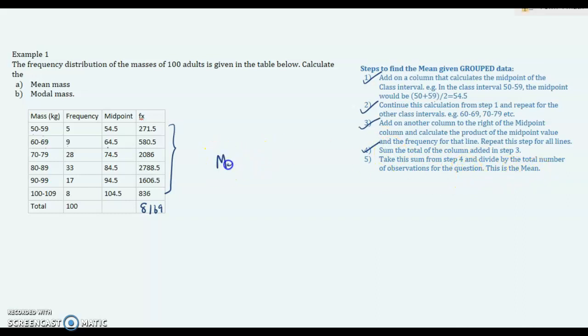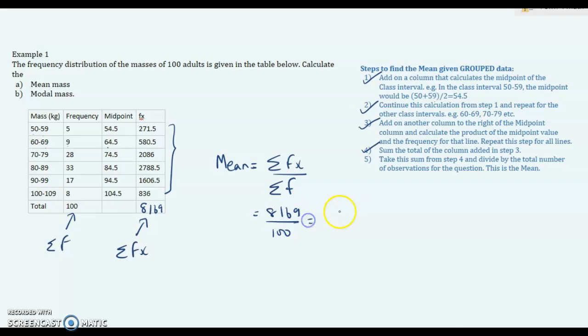So now everyone, I've gotten to the final part of the mean part of the question, and I'm going to take this sum, which is the summation of f of x, and divide by the summation of f, right? This is the summation of f, and this is the summation of f of x. So this is going to be 8169 divided by 100. So the mean, everyone, is going to be this, 81.69. So that, everyone, takes us to the end of this part.